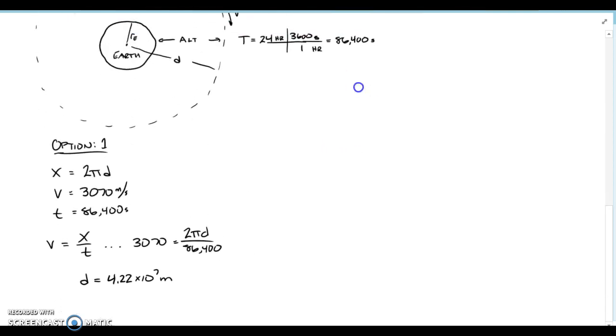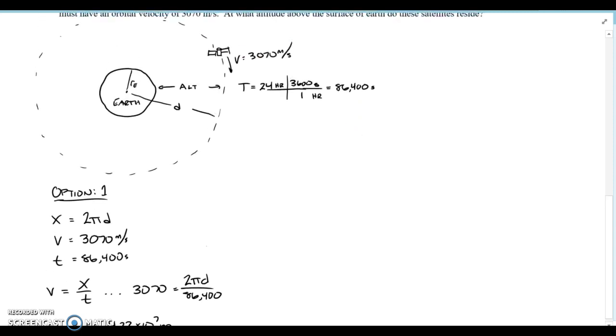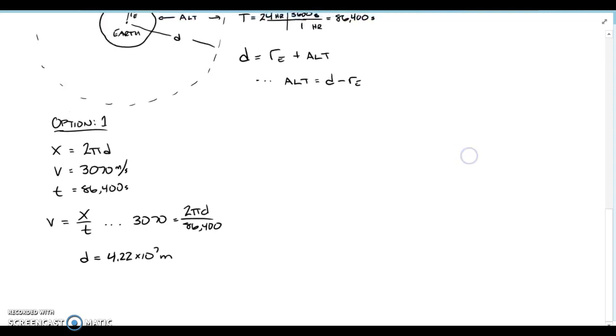They want the altitude. And the distance is equal to the radius of the Earth plus the altitude. So therefore, the altitude would be the distance minus the radius of the Earth. And the radius of the Earth is 6.38 times 10 to the 6 meters. And so I can use that formula.